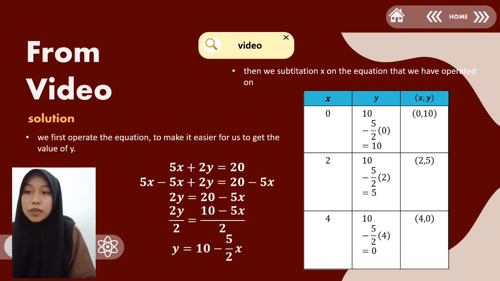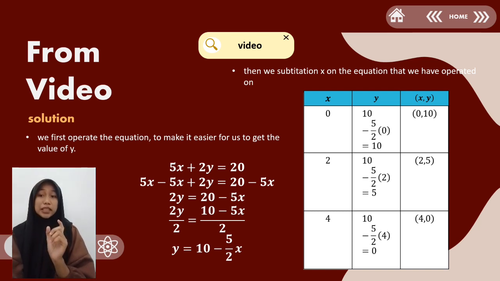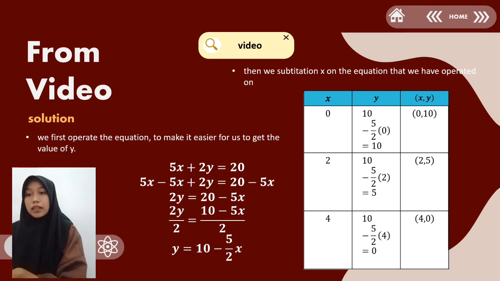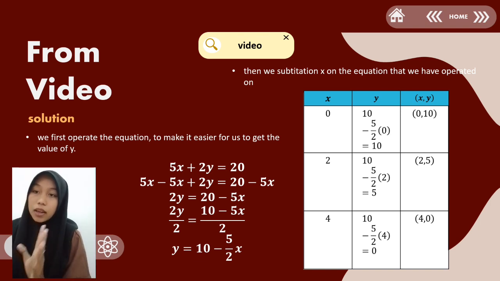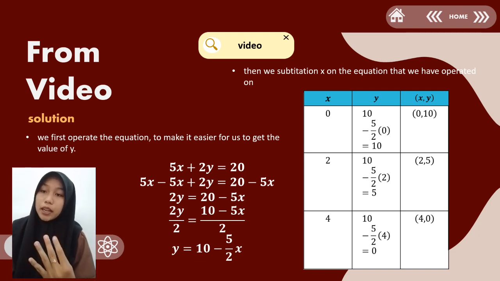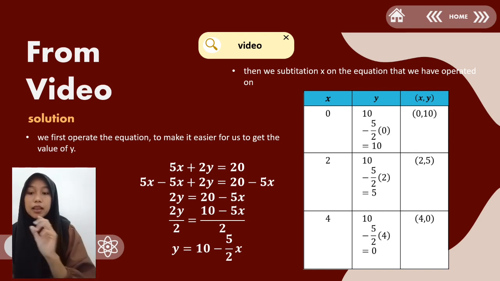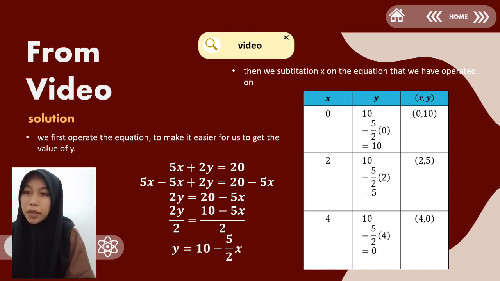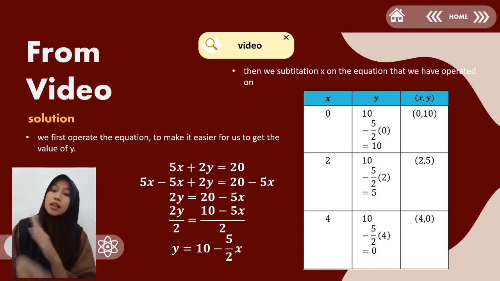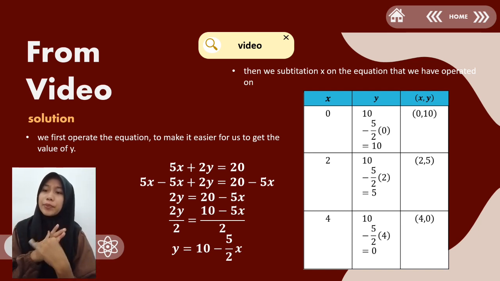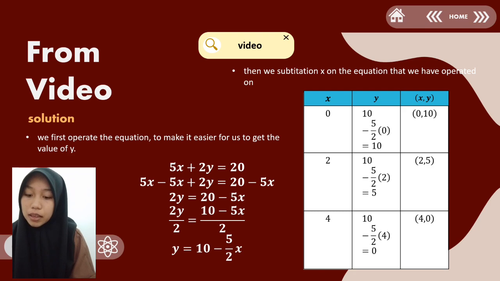Then we substitute x into the equation that we have rearranged. If x is 0, y is 10, and if x is 2, y is 5, and if x is 4, y is 0. So we have points in coordinates.